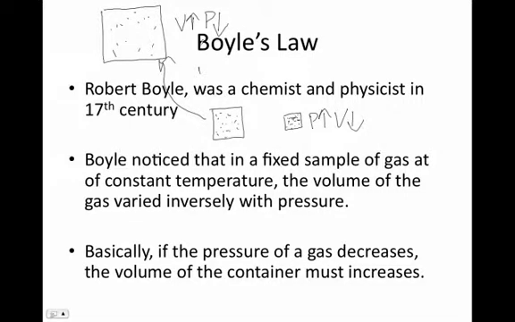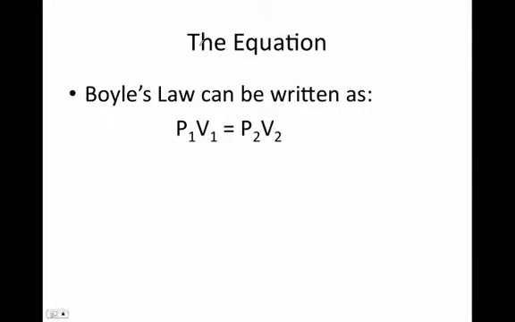That's basically all Boyle's law is saying: if you keep temperature constant and you don't add any more gas to the system, the pressure will increase if the volume decreases, or if the volume increases, the pressure decreases. And there's a nifty equation that can be written down, where P1 times V1, which is pressure times volume, equals the new pressure times the new volume.